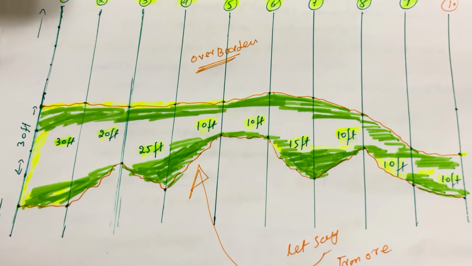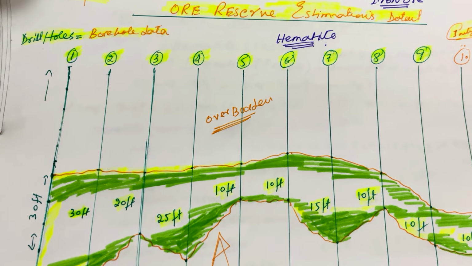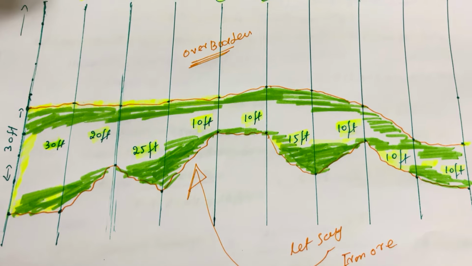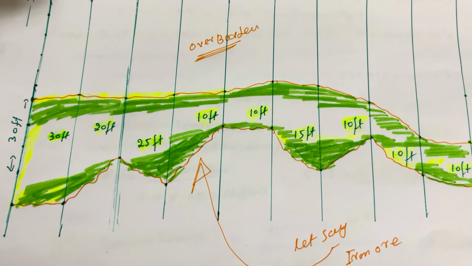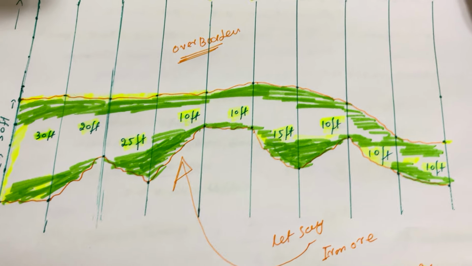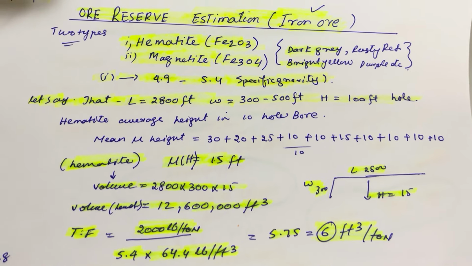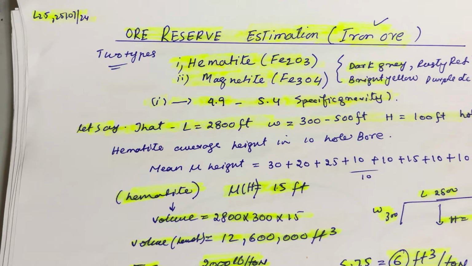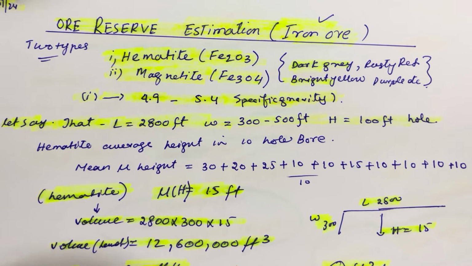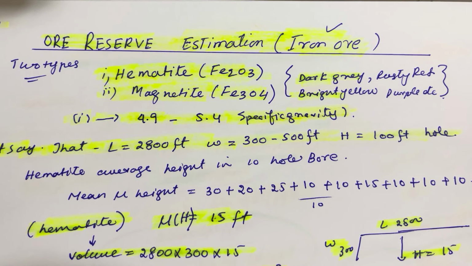But how are we going to calculate the reserve estimation, how much reserves of iron ore we have? Let me show you on the other page. This is the calculation. It's a little bit of mathematics and some chemistry. So here is the ore reserve estimation of iron ore.